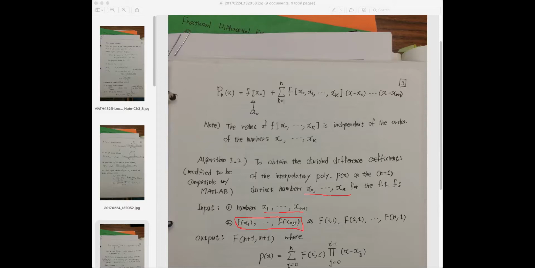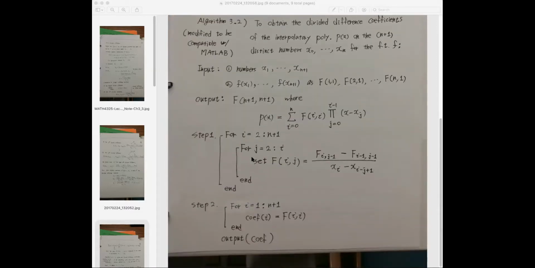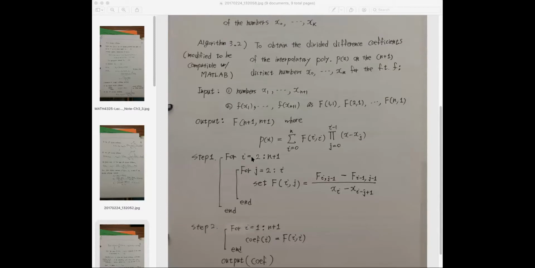So now, similar to what we did in Neville's method, we're going to construct a matrix. We're going to store all of the divided differences in a matrix.